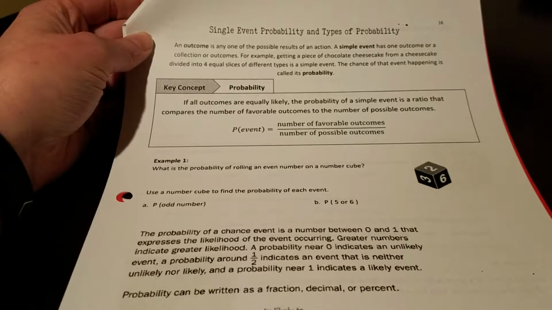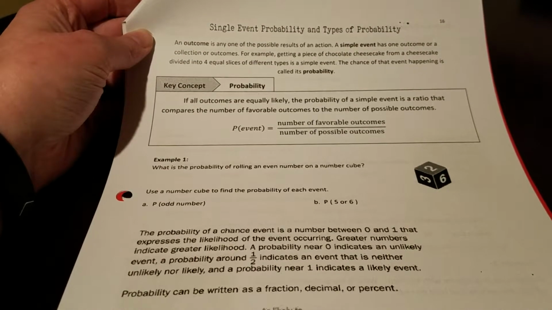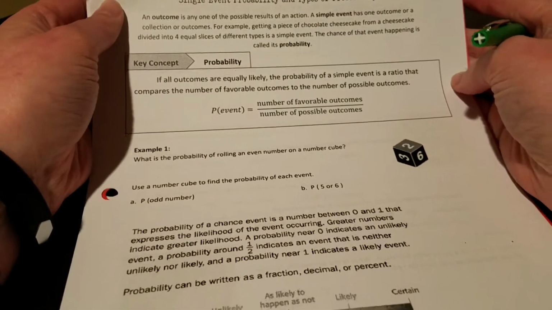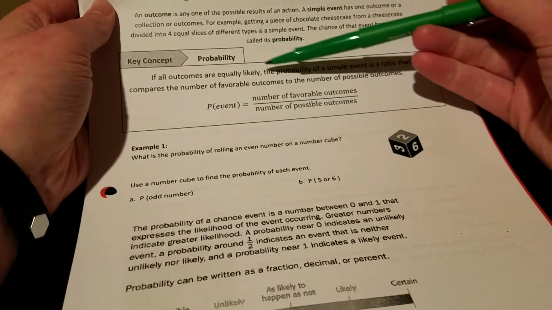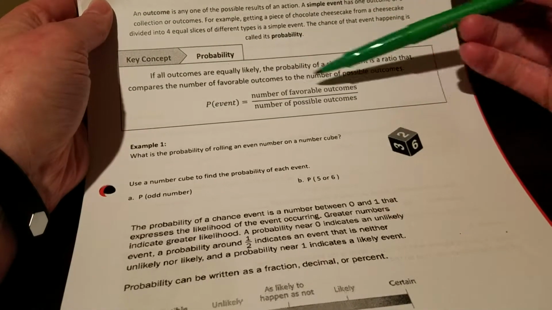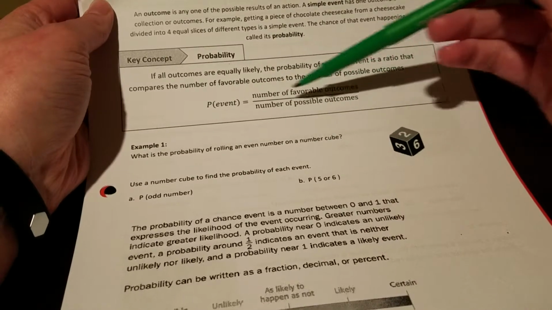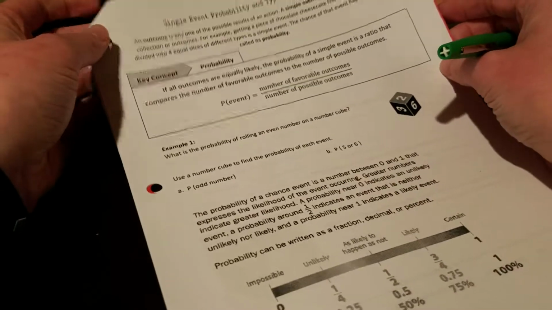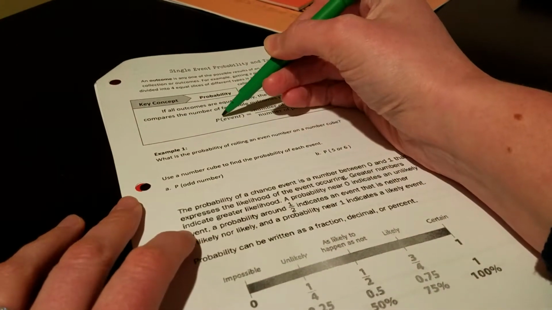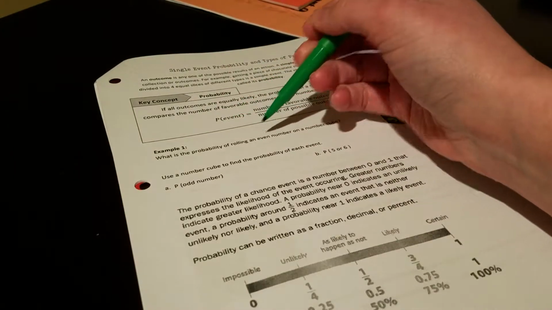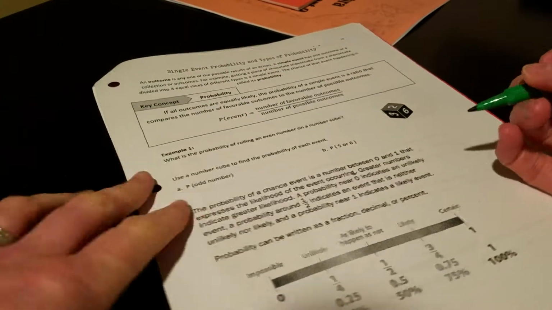For example, getting a piece of chocolate cheesecake from a cheesecake divided into 4 equal slices of different types is a single event. The chance of that event happening is called its probability. As long as all the outcomes are equally likely, the probability of a simple event is a ratio that compares the number of favorable outcomes, what I want to happen, compared to the total number of possible outcomes. So the way that we write this is a capital P, and then in parentheses we put what event we want to happen. So in example 1, what is the probability of rolling an even number on a number cube?